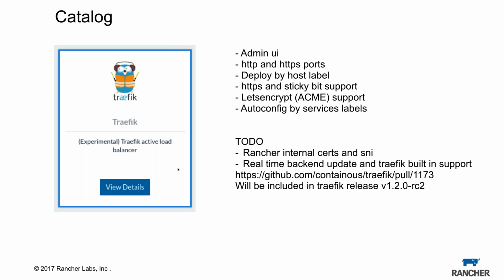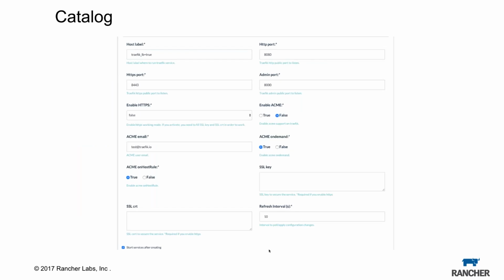Right now, we have in the to-do backlog integrating Traefik with Rancher internal certificates and SNI, and a real-time backend update that could be built in that pull request in Traefik. It would be included in version 1.2.0 RC2, the next release that maybe would be released this week.